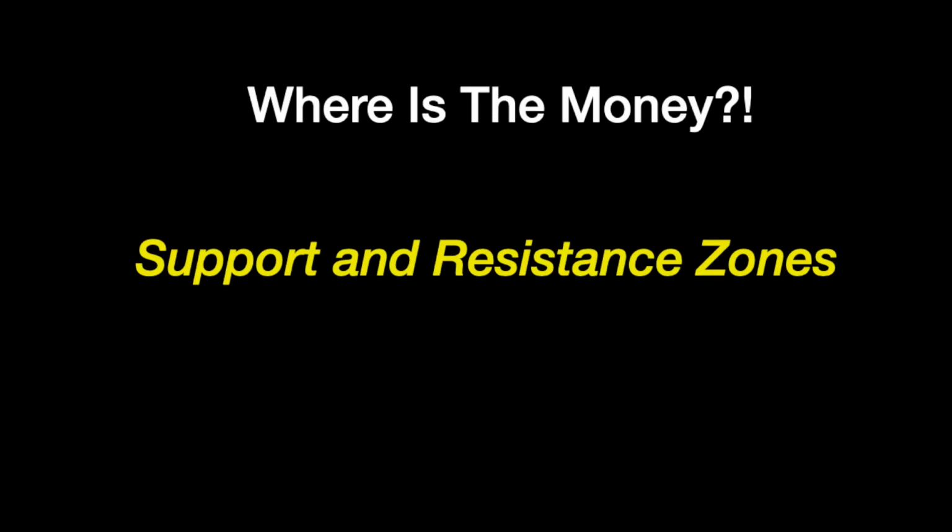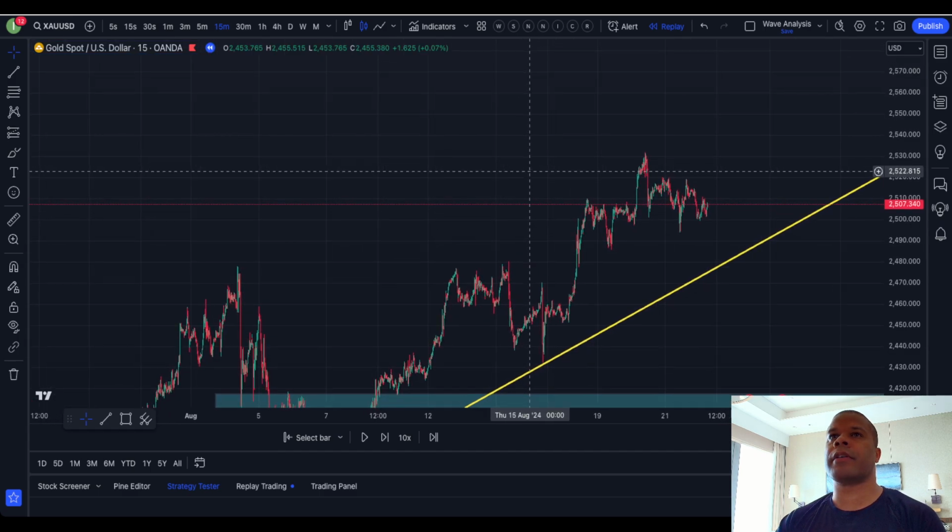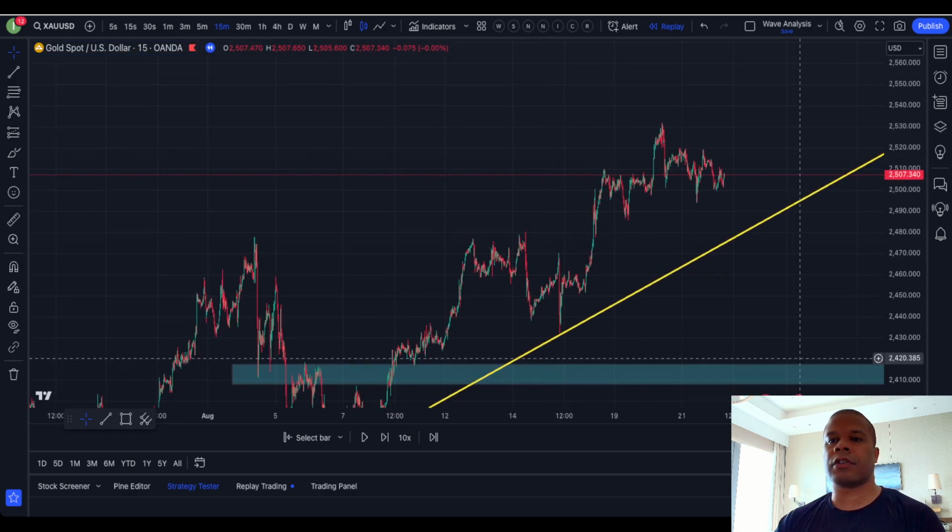Now, in part one, we also talked about support and resistance zones, right? So asking myself, where is the money? A lot of times, the best way for me to see it, because I'm really not going to know exactly where it is, right? But the best way for me to see it is saying, okay, well, where is the support and resistance? So let's do this in real time in a practical sense.